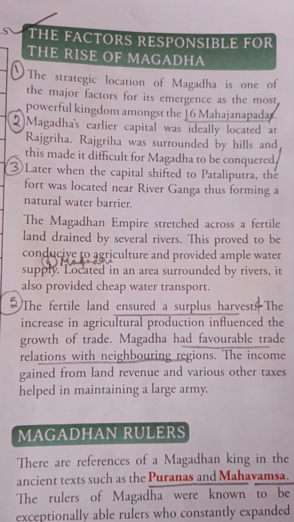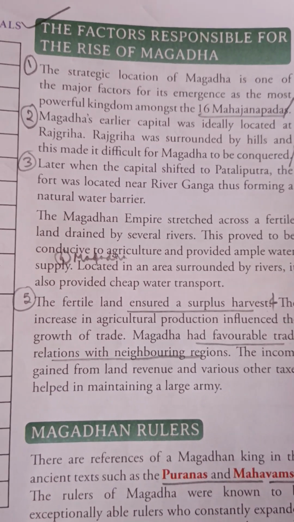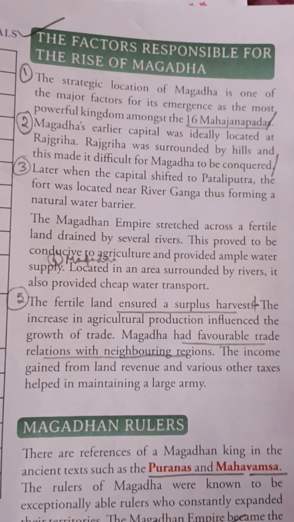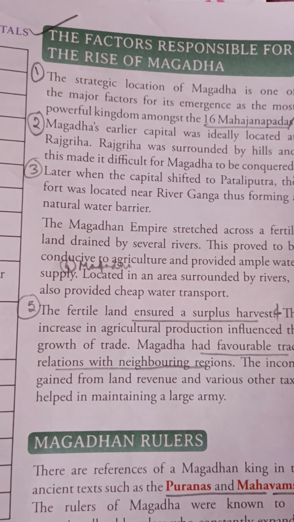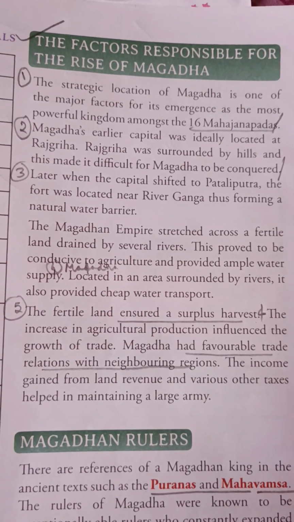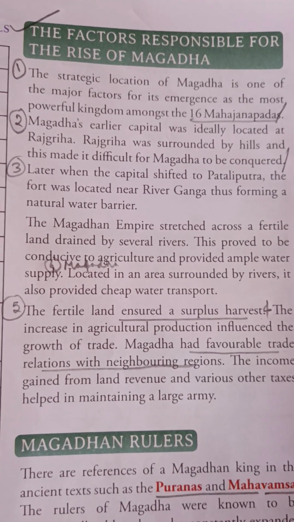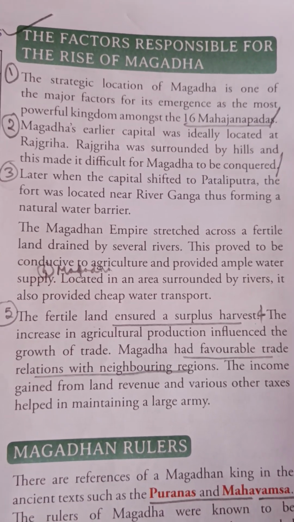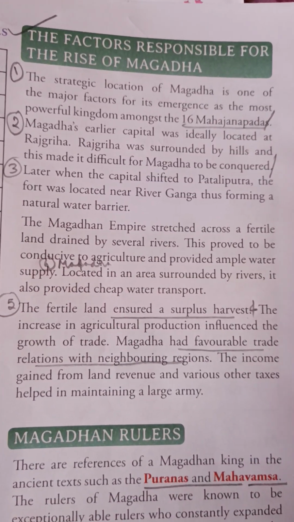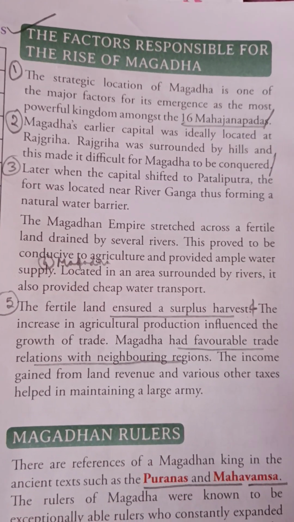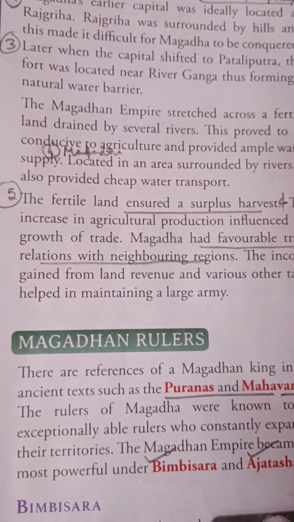Number 3, later when the capital shifted to Pataliputra, the fort was located near river Ganga, thus forming a natural water barrier. Again, this is also beneficial for the rise of Magadha. Number 4, Magadha was located in an area surrounded by rivers. It also provided cheap water transport, which is also beneficial. Number 5, the fertile land ensured a surplus harvest, and this is favorable for trade relations with neighboring regions. The income gained from land revenue and various other taxes helped in maintaining a large army. So these are the factors why at that time Magadha was most powerful.